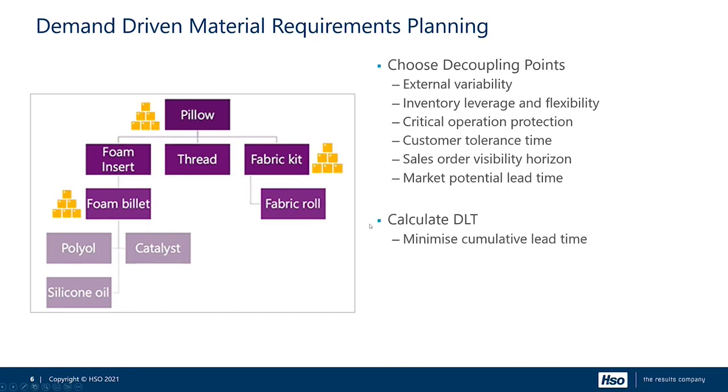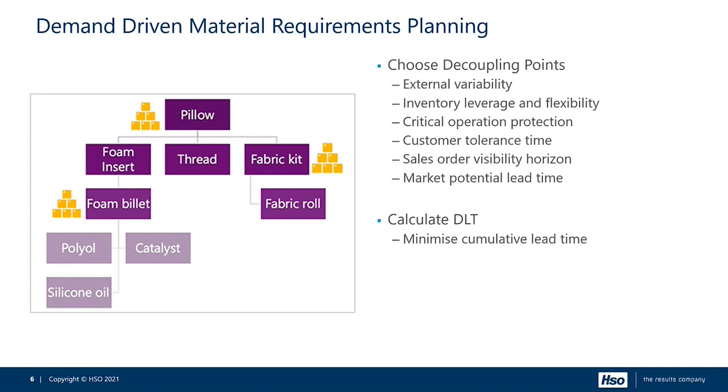Taking this example, we might put the first decoupling point here. I've got the little icon over here at the foam billets, because it may be difficult to source the materials that are used. I honestly don't know what polyol is. I know what catalyst is and the oil, but these might be hard to get hold of. The availability could be volatile. It could be very dependent on things like the Suez Canal. So that's externally variable to us. We can't guarantee that if we need something tomorrow, it'll appear. So we might say, right, we need to make sure we have stock of that.